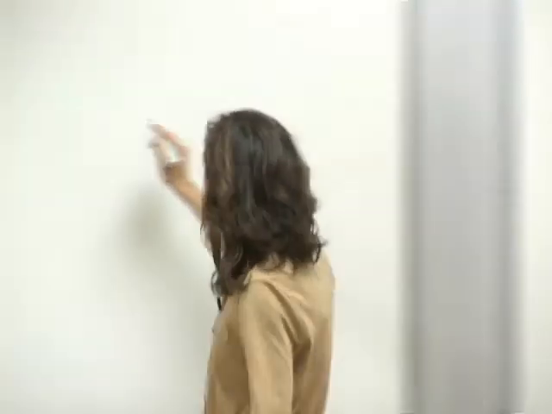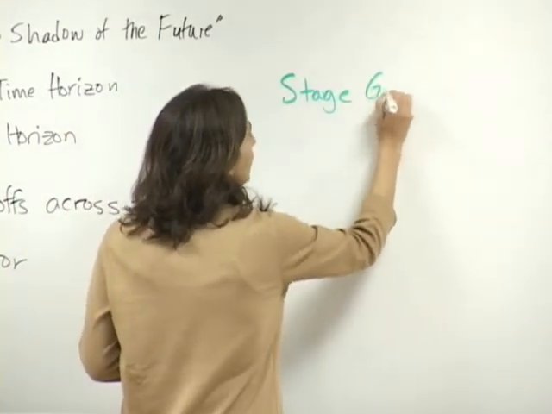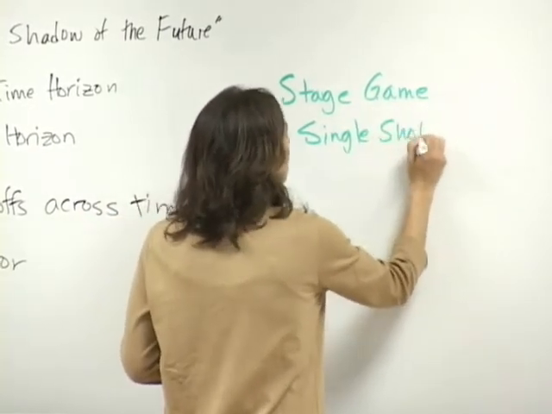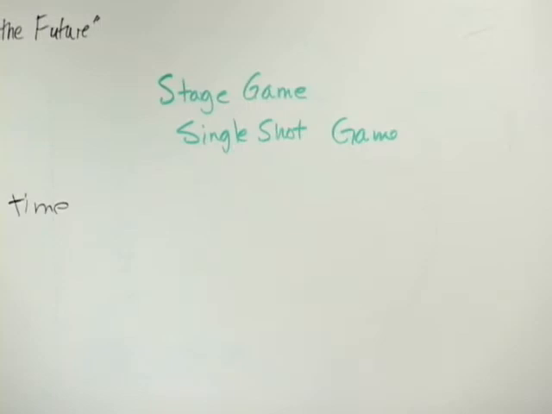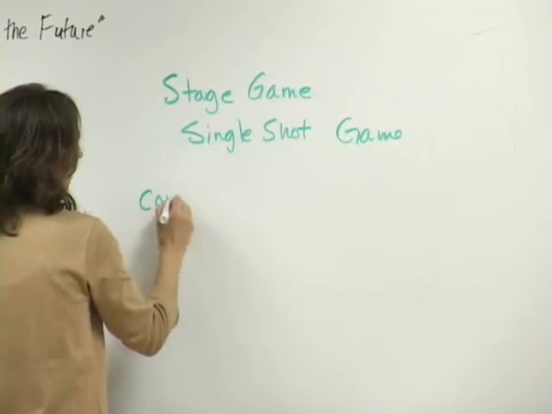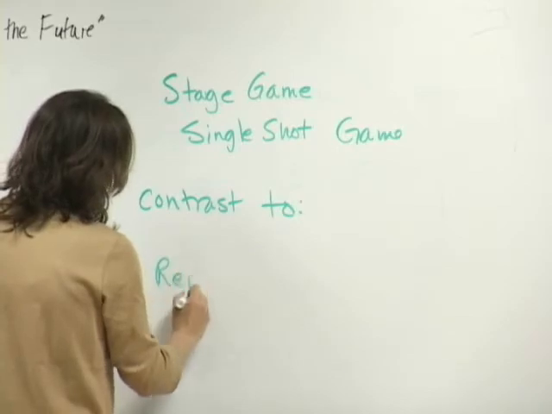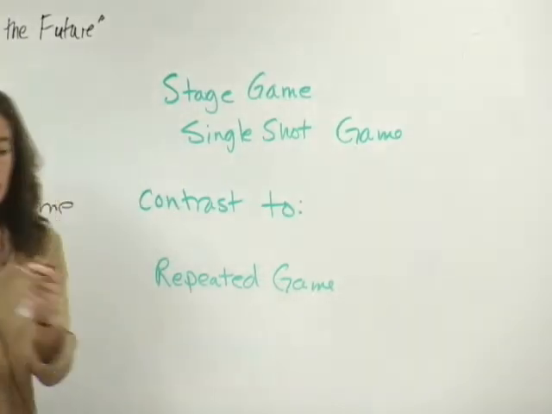That's worth putting on the board. A distinction between what is properly called a stage game, or a single shot game. Everything we've done so far has been a single shot game. Once we get our payoffs, we're done thinking about it. This is in contrast to a repeated game. In a repeated game, we get our payoffs.